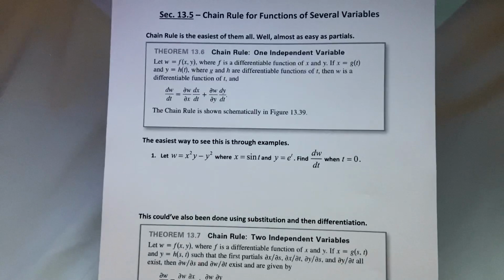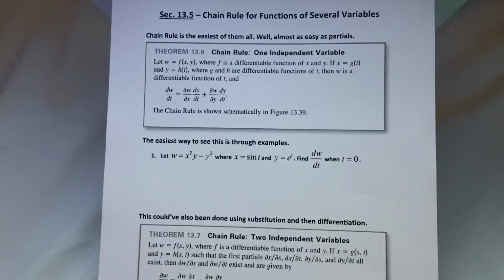So if w is a function of x and y, and f is differentiable with respect to x and y, where x is some function in terms of time, as is y, where g and h are also differentiable in terms of time, and w is a differentiable function with respect to t, then the derivative of w with respect to t is dw/dx times dx/dt plus dw/dy times dy/dt.